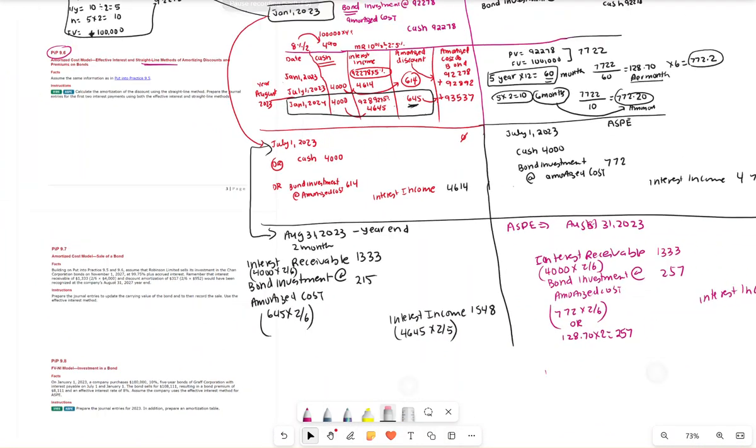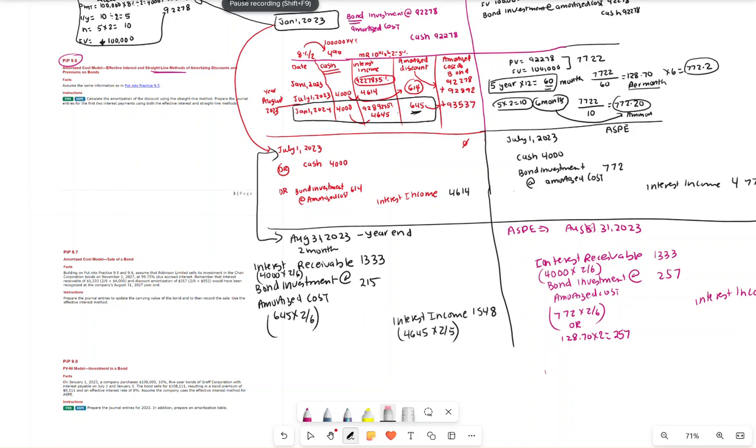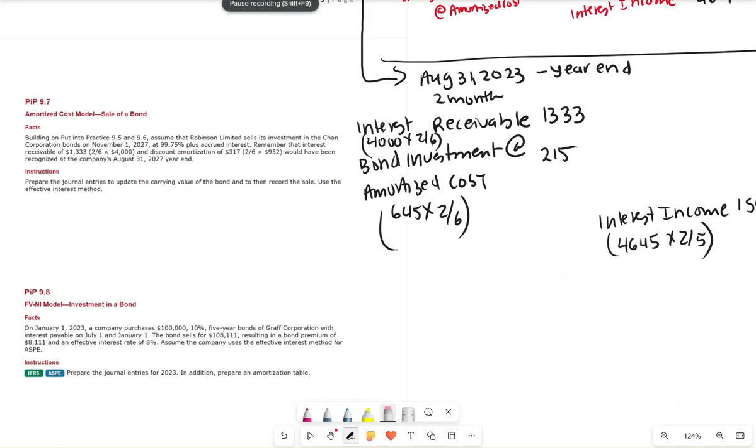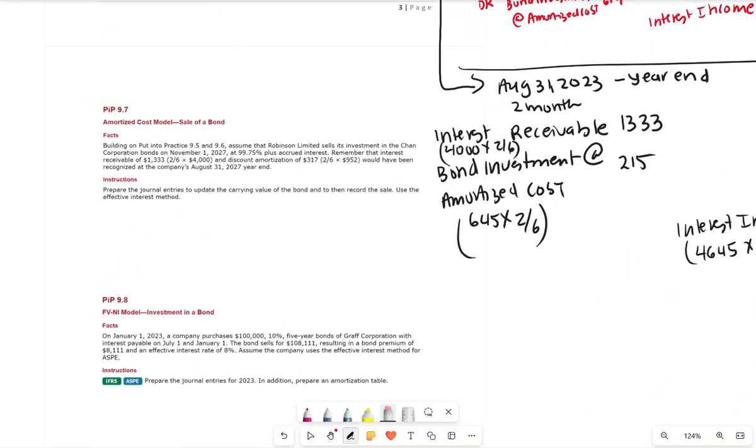So this is the concept. We're using a straight line method and your effective method. Now what happens is that if you have an investment, you have a choice to sell it. When you have a choice to sell it, how do you calculate the value of the bond, and how do you record an entry when you're using amortized cost? So this is the next step. It's the same question.